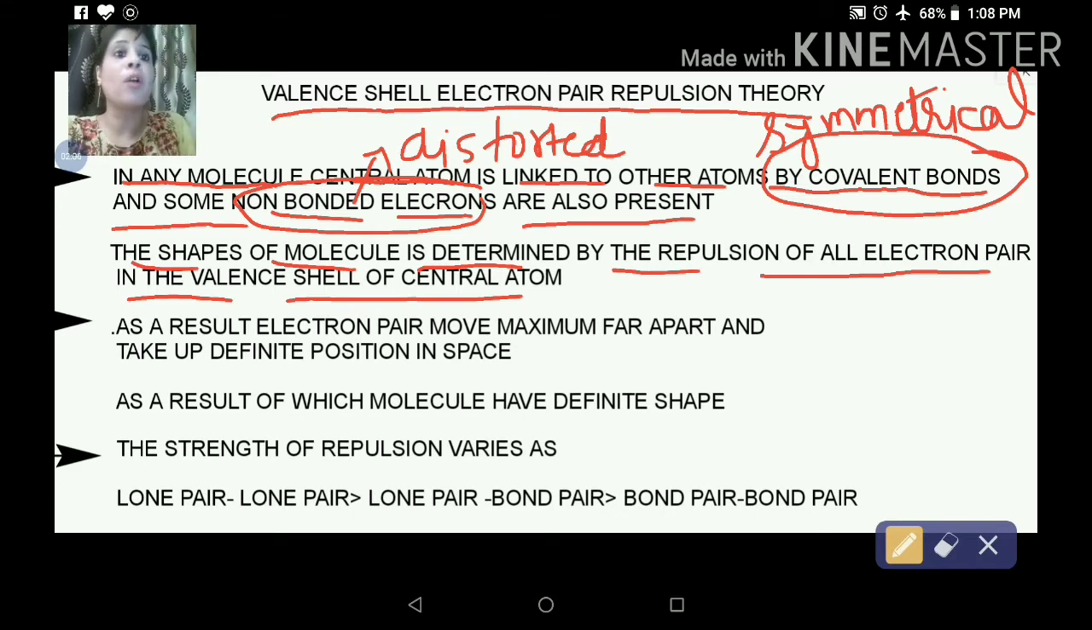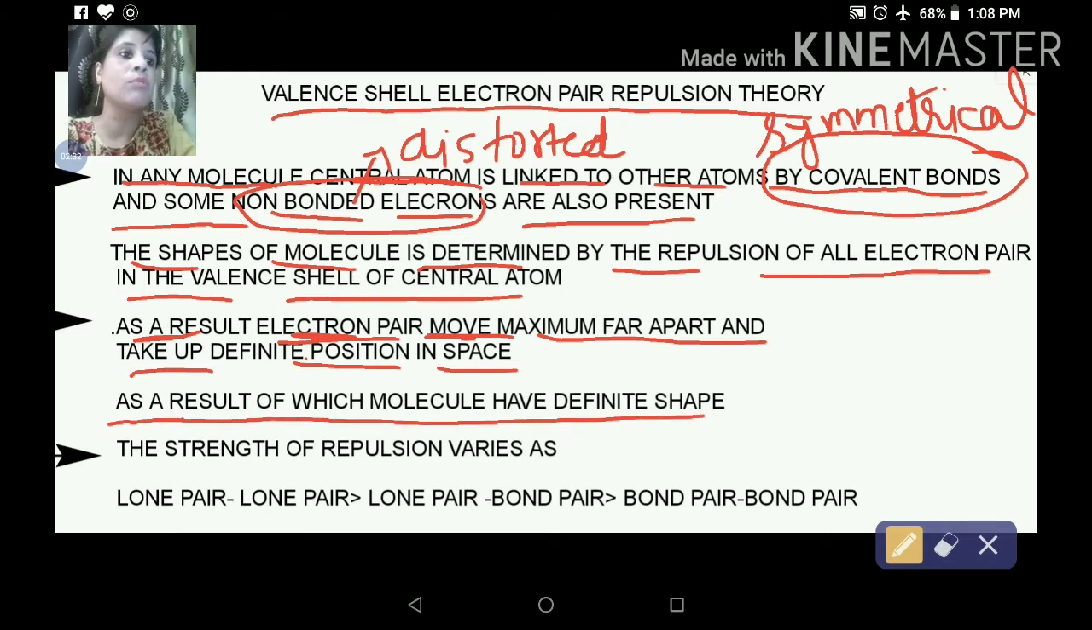As a result of these repulsions, electron pairs move maximum far apart and they take up definite positions in space. Because of repulsion, they will move far apart so that they are stable. Maximum far apart means maximum stability, because after moving apart, repulsions will decrease. As a result of which, molecules have definite shape.